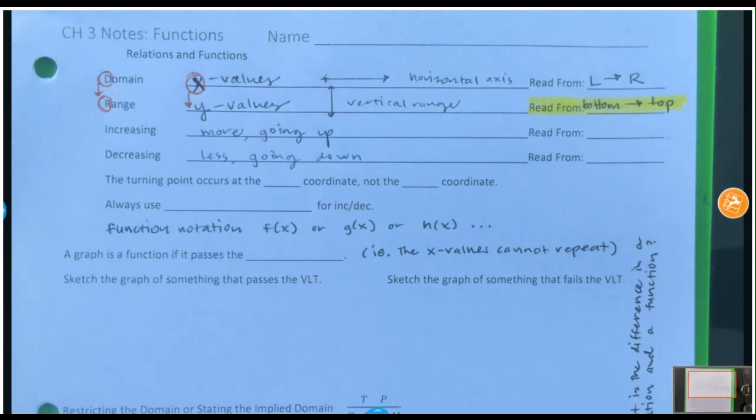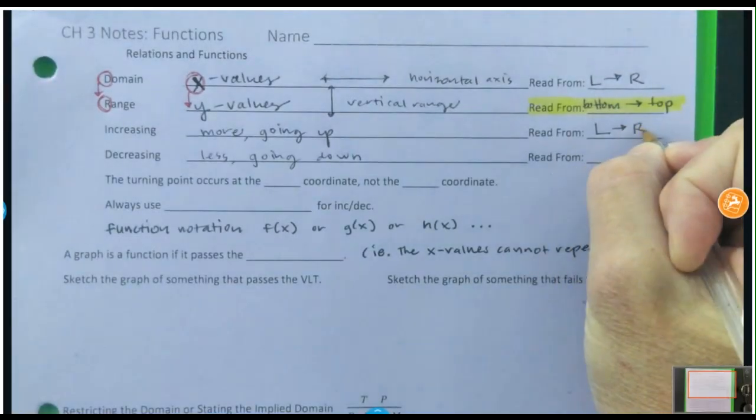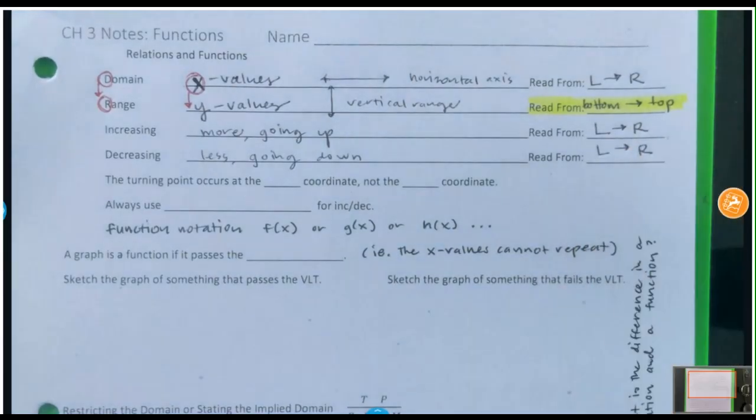Okay, so he's saying increasing is going towards the positives. That is true. Decreasing is going to the negatives. That is also true. That's going to play out a little bit differently, so I'm not going to write that down. All right, for increasing and decreasing, we're going to read it from left to right. Again, the only one that is not left to right is that vertical, that range, but everything else is left to right.